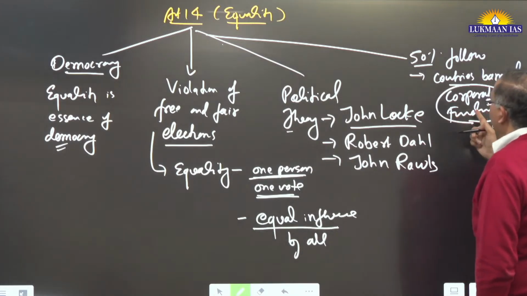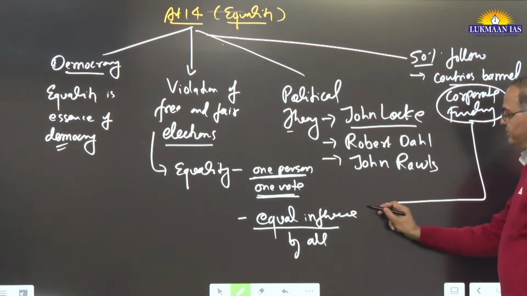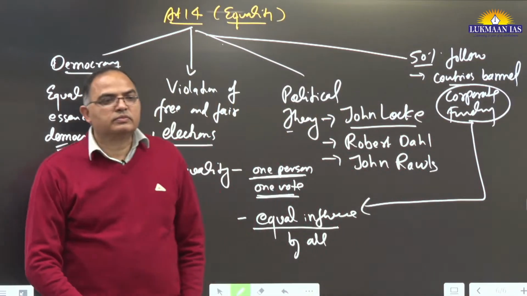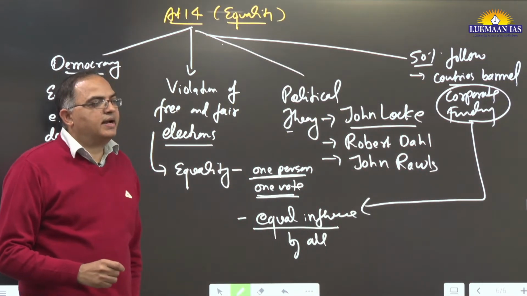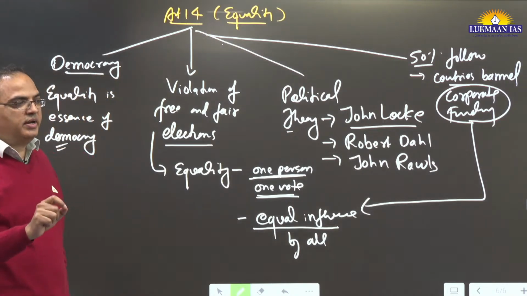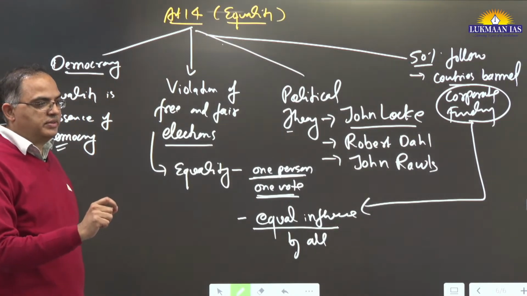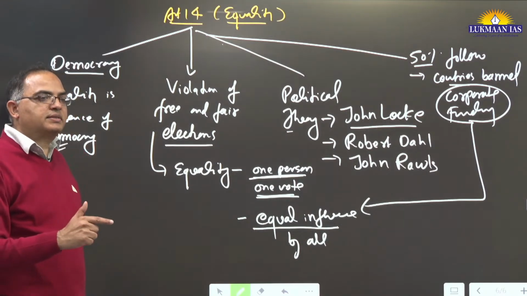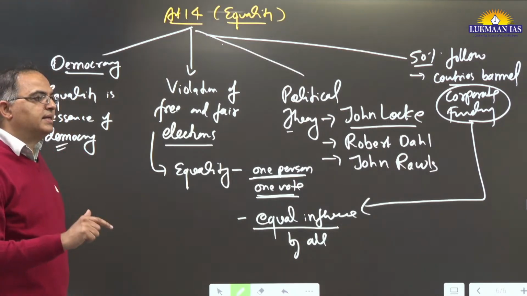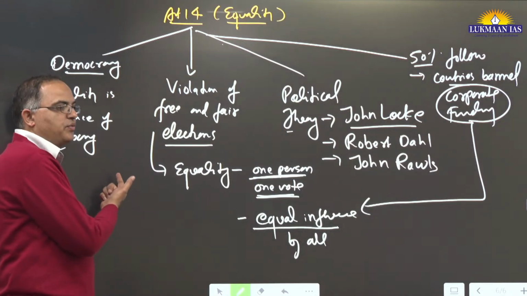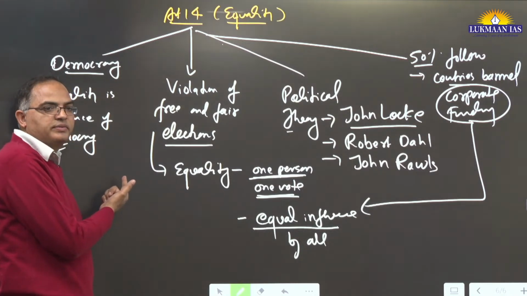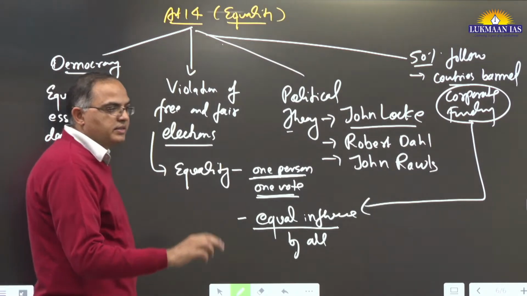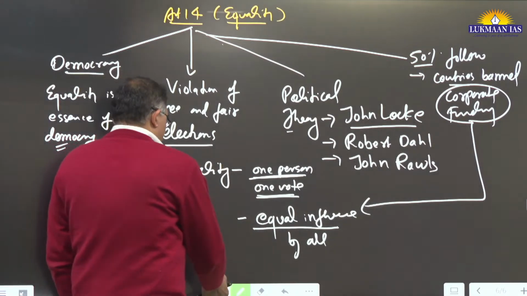They have banned corporate funding to maintain this. Because they think that as long as there is corporate funding, there cannot be equal influence. More and more corporate funding means less equal influence, and less equal influence means lack of free and fair elections. This is how they are saying.